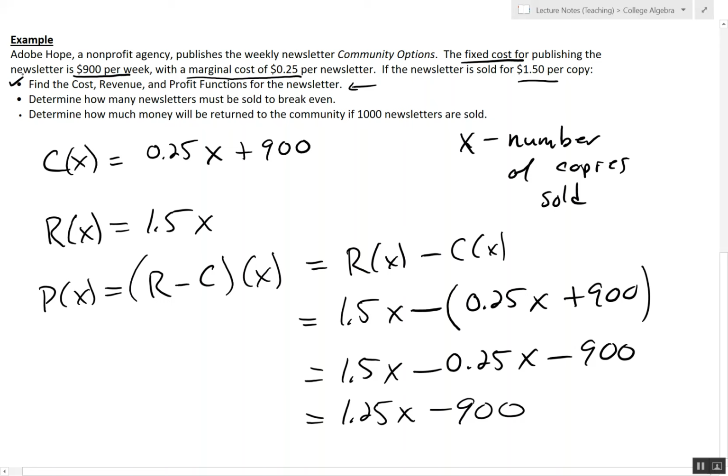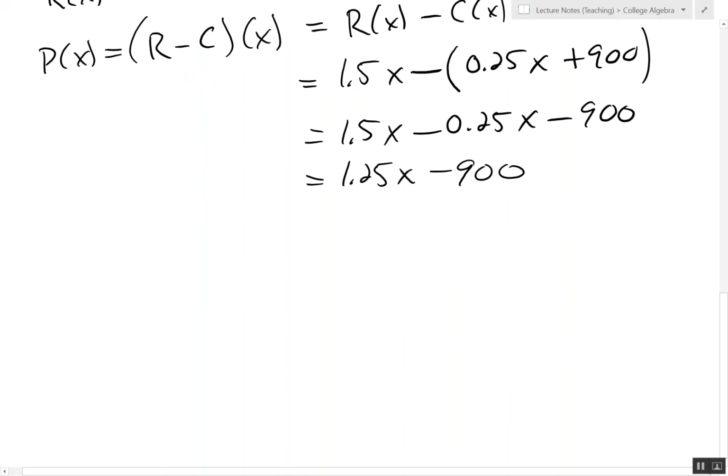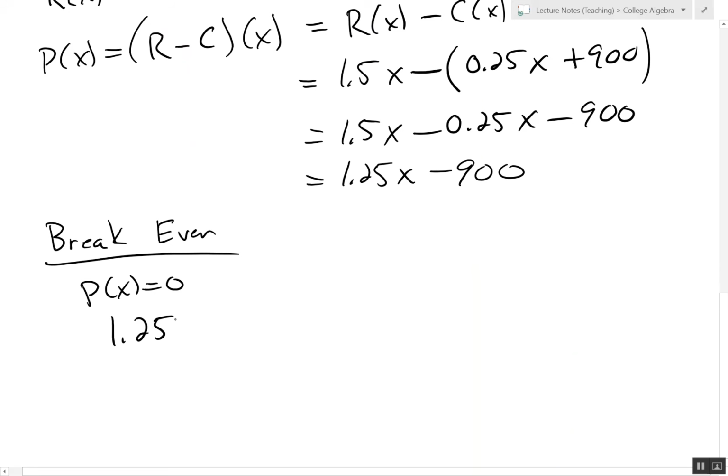So second item, how many newsletters must be sold to break even? So think about what break even means. Break even means that you made no profit, you didn't make any, but you didn't lose anything either. So what break even means in this case is that you want P of x to equal 0. So your revenue equals your cost. So we're looking for the value of x that satisfies this equation.